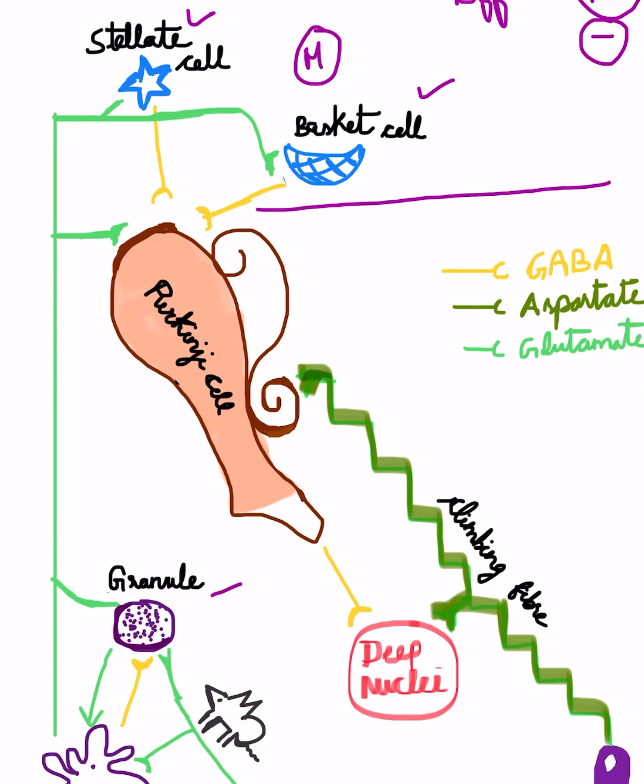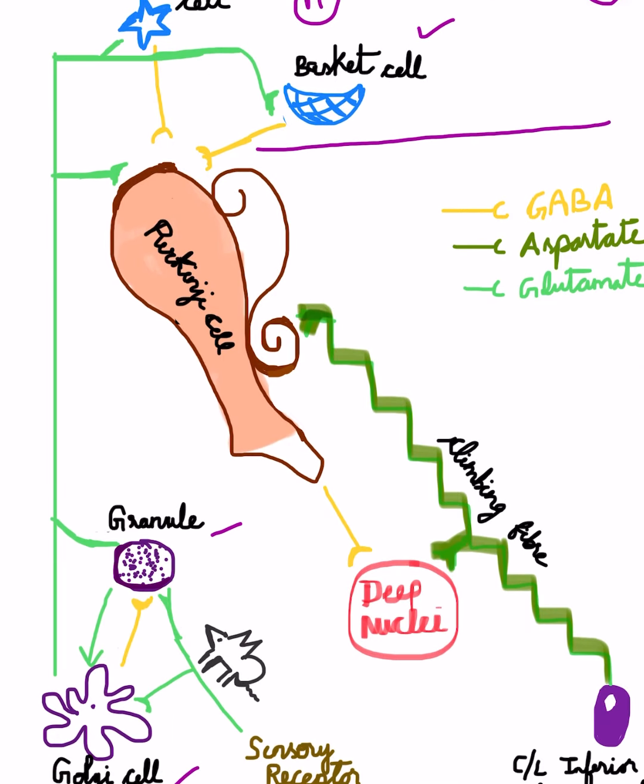Let's see each of these. The climbing fiber, which is one of the afferent fibers, carries impulses from the contralateral side of the inferior olivary nucleus. Remember, it is the contralateral side. That is, the climbing fiber on the right side carries impulses from the left inferior olivary nucleus, and it relays in the Purkinje cell and deep cerebellar nuclei with the neurotransmitter aspartate. Aspartate is an excitatory neurotransmitter released from the climbing fibers. This is one afferent.